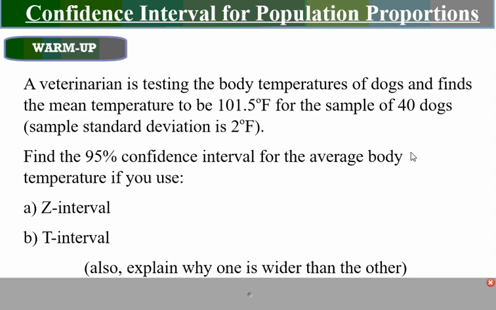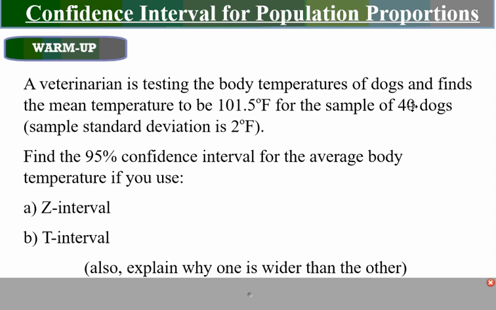So I would like to just try a warm-up question, make sure you understand the difference before we move on to the last type of intervals that we'll be constructing for not population averages, but population proportions, percentages. So try the following scenario. A vet is testing the body temperatures of dogs and finds the average temperature to be 101.5 degrees for the sample of 40 dogs. Sample standard deviation is 2 degrees Fahrenheit. Find the 95% confidence interval for the average body temperature if you use a z interval or if you use a t interval. Both of them are valid in this case because we have a large enough sample.